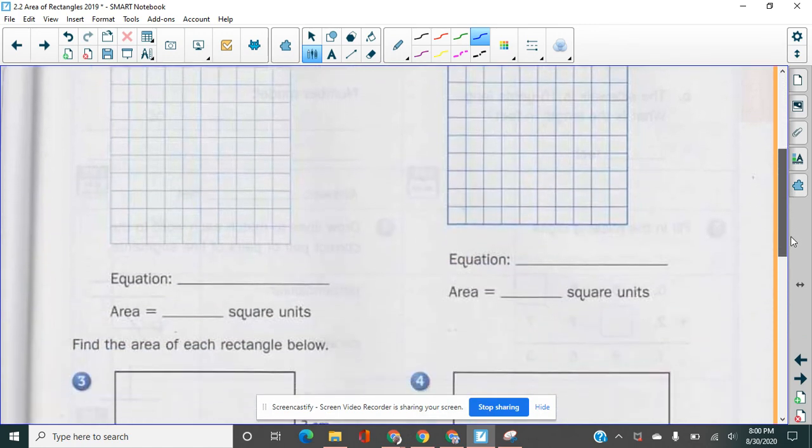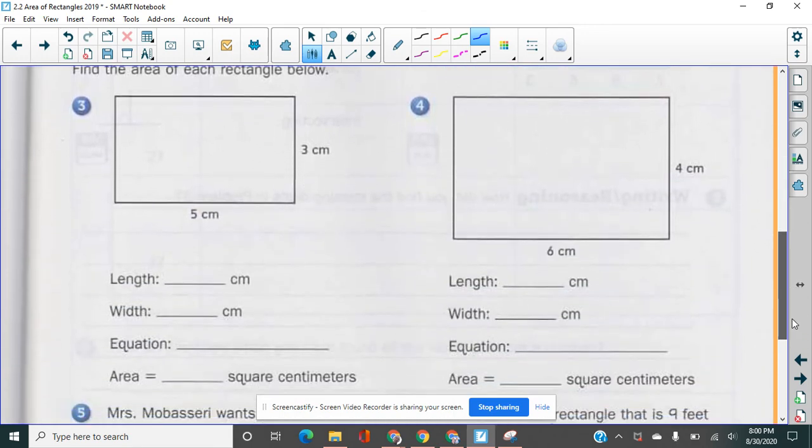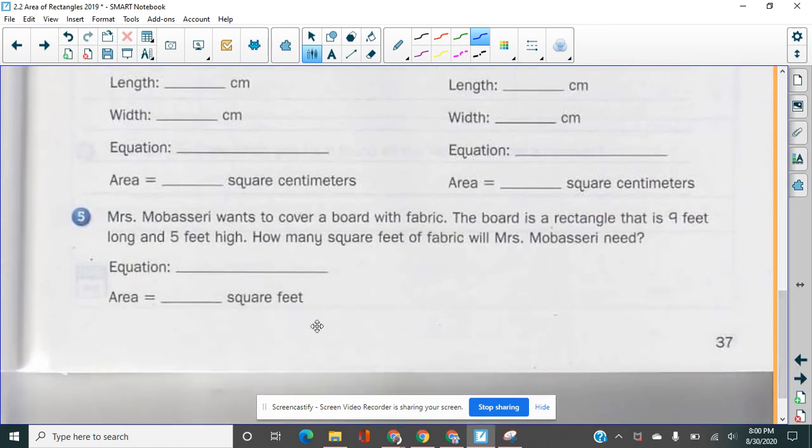And another one to draw there. And you're going to be finding the area just like you practiced here with one word problem here at the end.